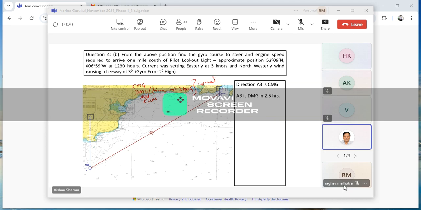First, tell me out of four things, CMG, DMG, set, and rate. CMG is already plotted. Distance made good is already plotted. Next, what do I plot first, set or rate? Set. Where, at A or B? At A. Okay, very good. It's easterly set. So I plot the easterly set here, you see.